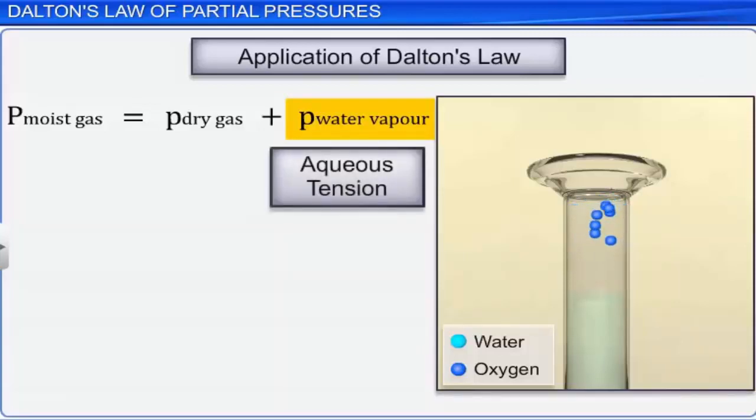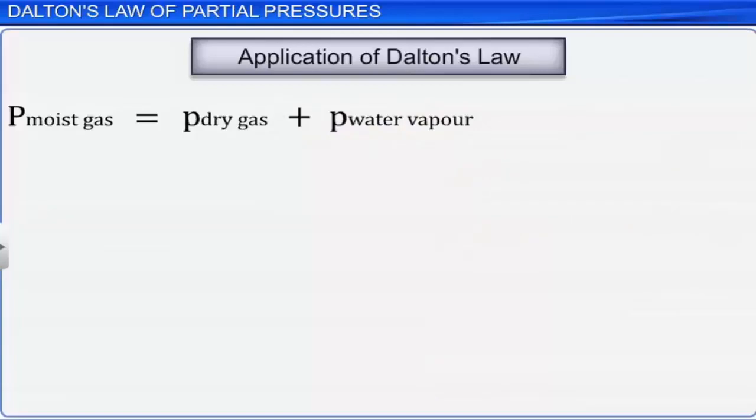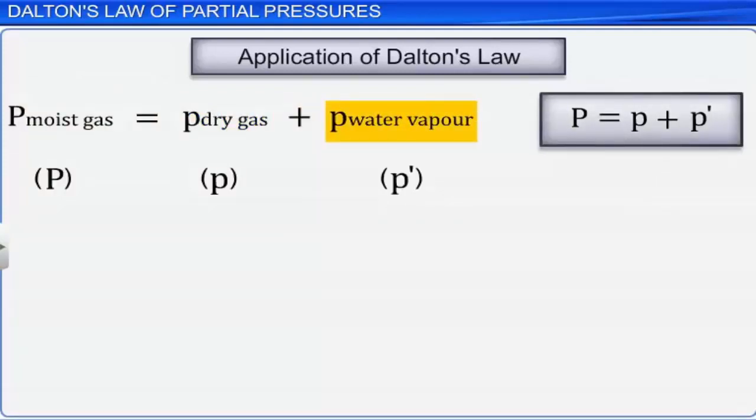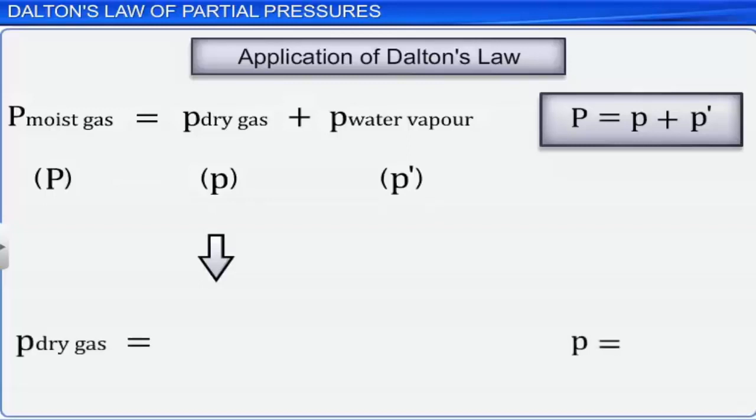If the pressure of dry gas and the moist gas are represented as P and P1, and the partial pressure due to water vapor, commonly called aqueous tension, can be expressed as P dash, then by Dalton's law of partial pressures, the total pressure exerted by a moist gas, that is, P1, is equal to the partial pressure of the dry gas, P, plus partial pressure of the water vapor, P dash. By rewriting the equation, we get the partial pressure of dry gas P is equal to total pressure of moist gas P1 minus aqueous tension P dash.